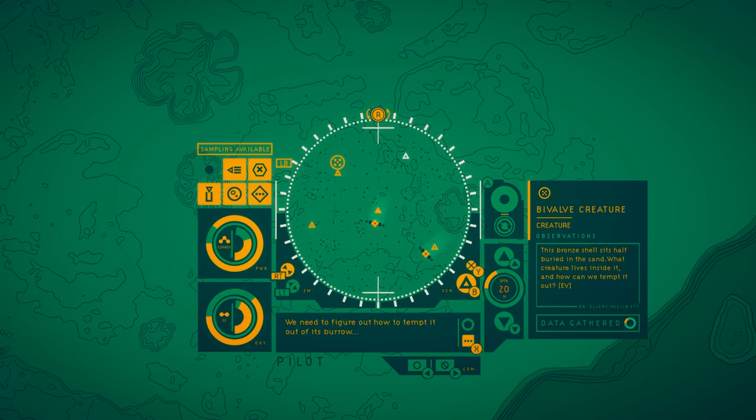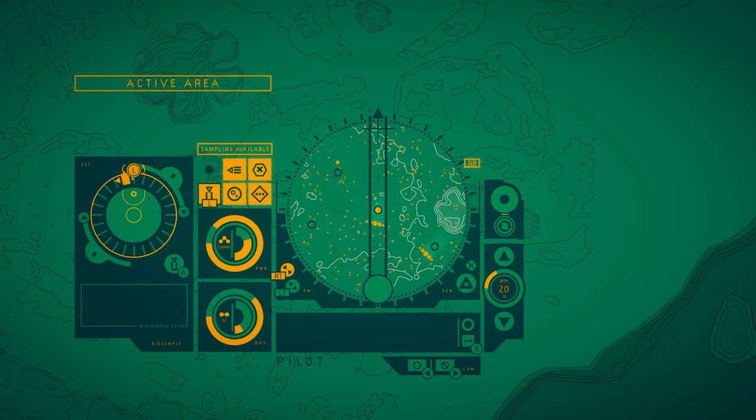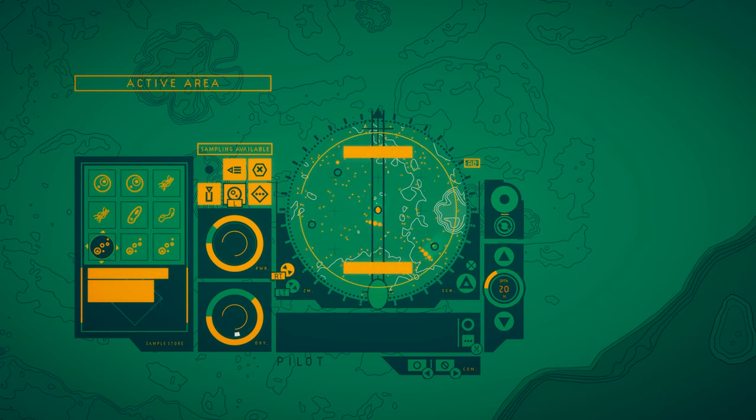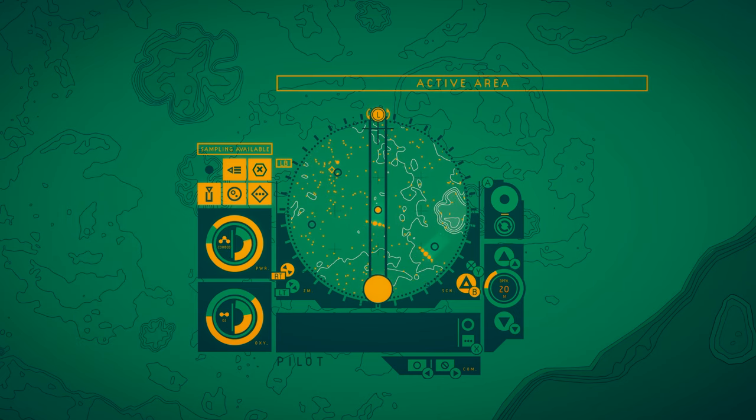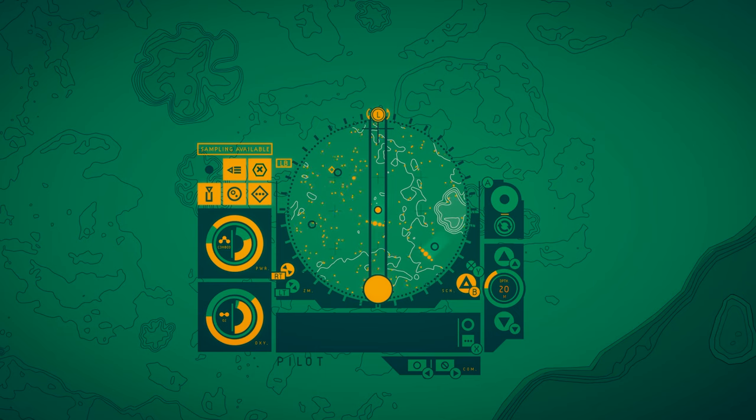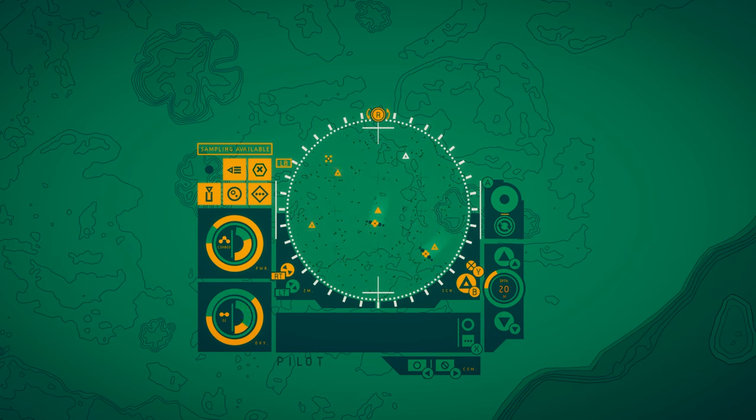We need to figure out how to tempt it out of its burrow. Perhaps a sample from elsewhere in the bloom? Something that reacts with the microbial growth itself. This bronze shell sits half buried in the sand. What creature lives inside it, and how can we tempt it out? Go. We've already scanned it, so I don't know if there's anything to really do with it now.